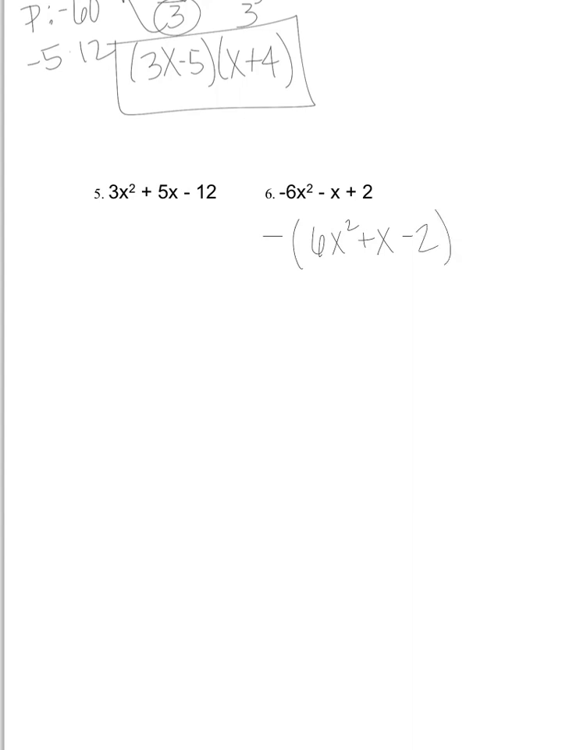Okay, so 3 terms, they don't have anything in common. We want the sum to be the middle number, which is 1, the product to be the outsides, and we're looking at what's inside parentheses, so that's going to give us a negative 12. So those two numbers would be positive 4 and negative 3. I'll bring down that negative.